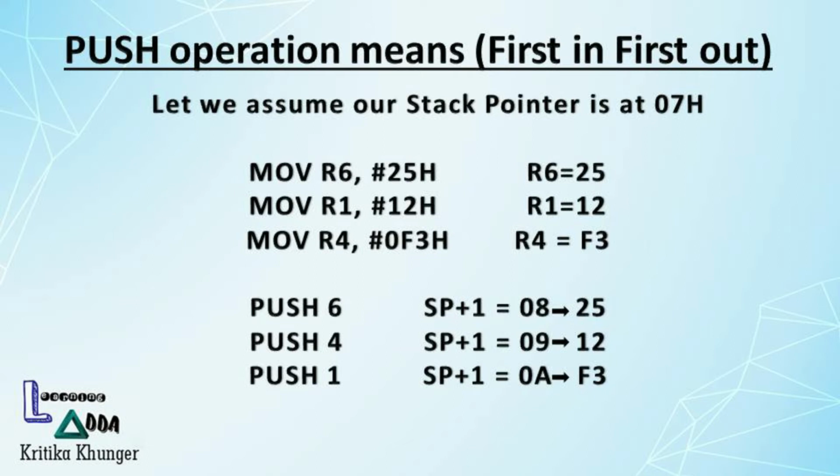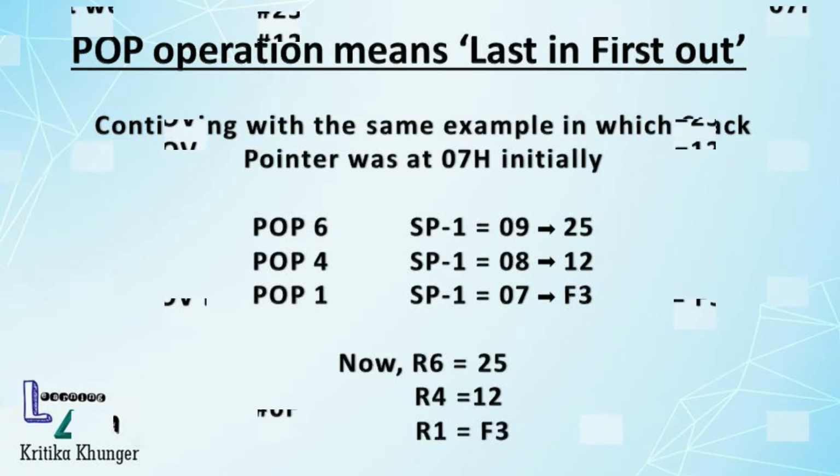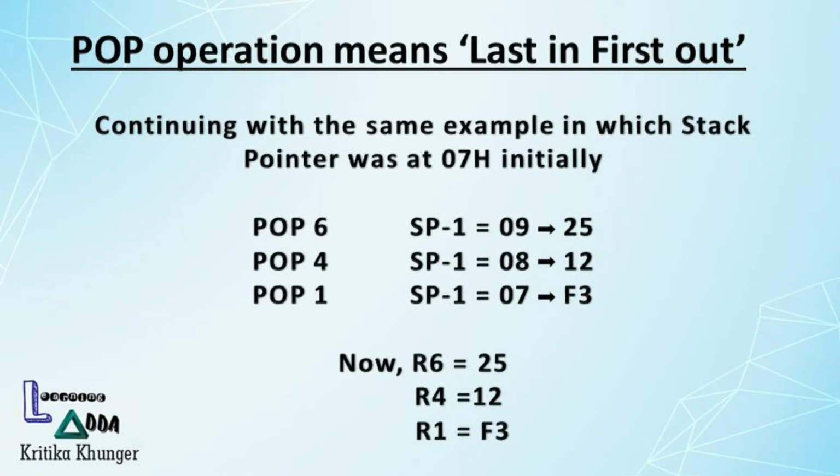And now we're going to start with pop operation, continuing the same example which we were using for the push one. For R6, R4 and R1 we are using pop. Pop 6 for R6: we are now decrementing the stack pointer by 1. As the stack pointer was on 0A, if we decrement it by 1 it will now come to 09 and the data it contains is 25h. That 8-bit data will be contained in R6 now and the stack pointer is at 09.